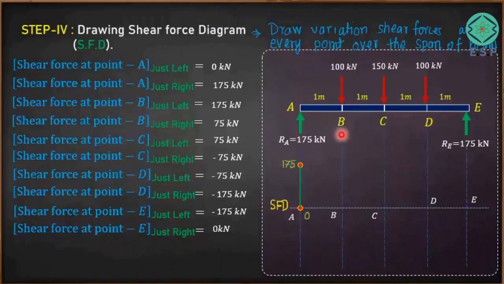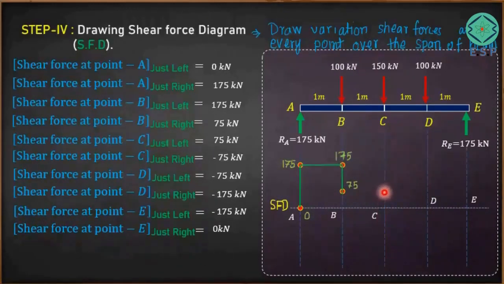Now at point B we have 175 kilonewton, the same value. Just left of point B we have 175 as you have seen here, and as you cross point B you are getting just right, that is 75 kilonewton. So here it is 75 kilonewton, so your value will come down like this. Okay. So this is 175 as it is, but here it is 75 kilonewton because it has come down. So as you cross point B, 175 minus 100 will come as 75. So here we got 75. That variation is shown here.